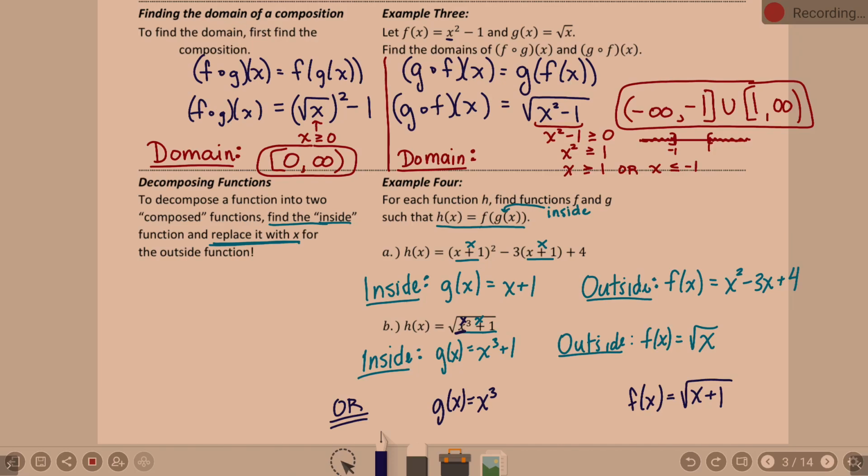How are we feeling? It's just one of those things, it takes time to practice and see. It takes practice. Okay. Let's go to the back page.